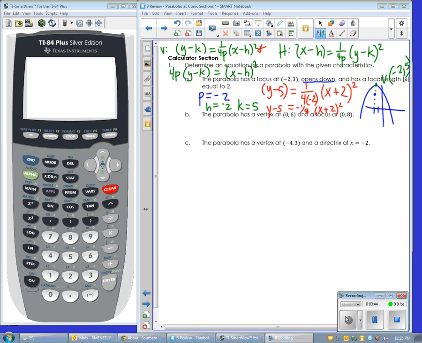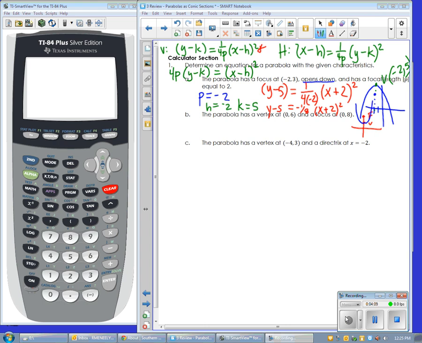In part B, it says the parabola has a vertex at (0, 6) and a focus at (0, 8). Again, I'm going to draw a picture. The vertex is at (0, 6) and my focus is above it at (0, 8). Remember that the parabola is always going to wrap around the focus, so in this case, this parabola must open up.